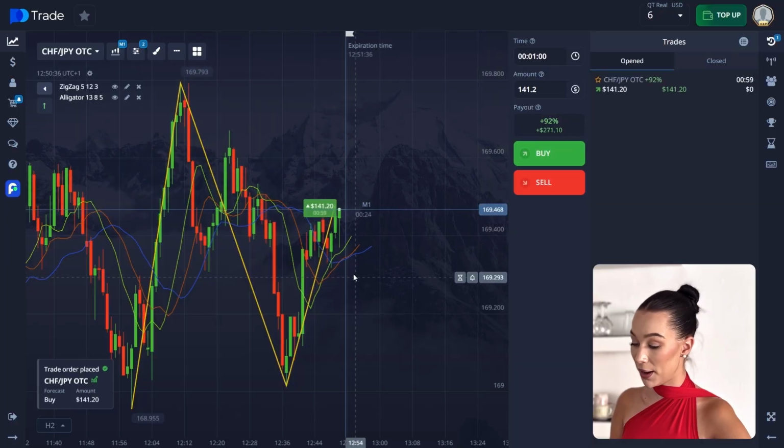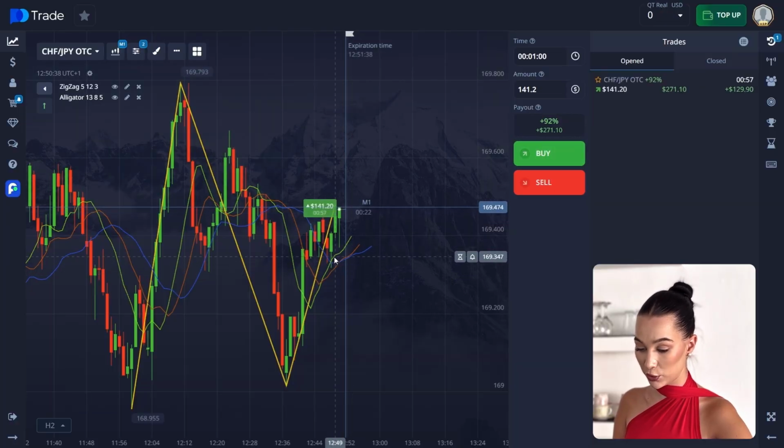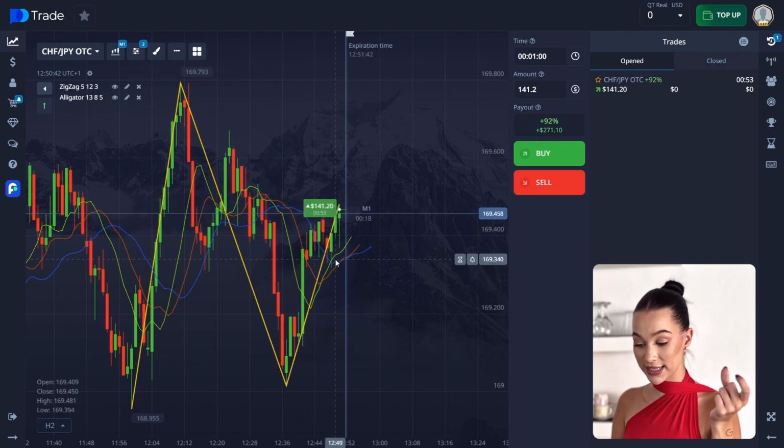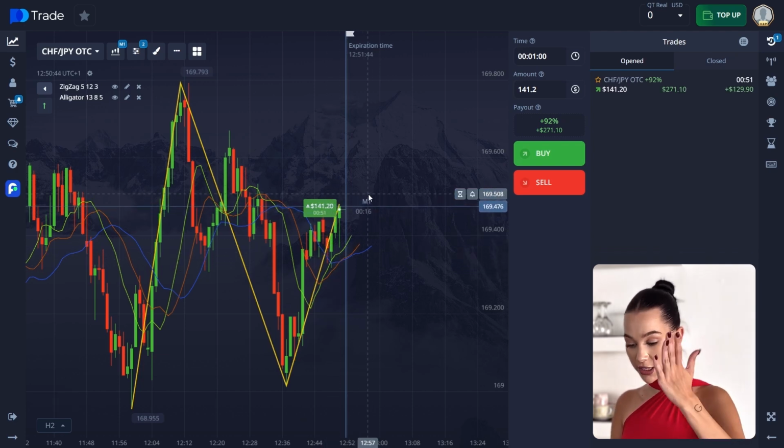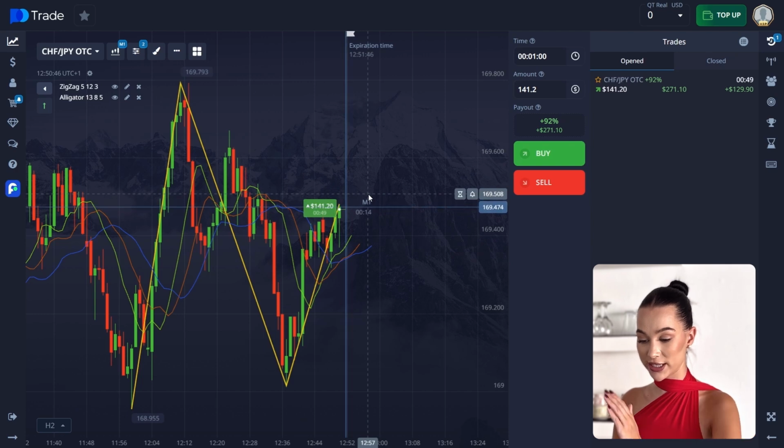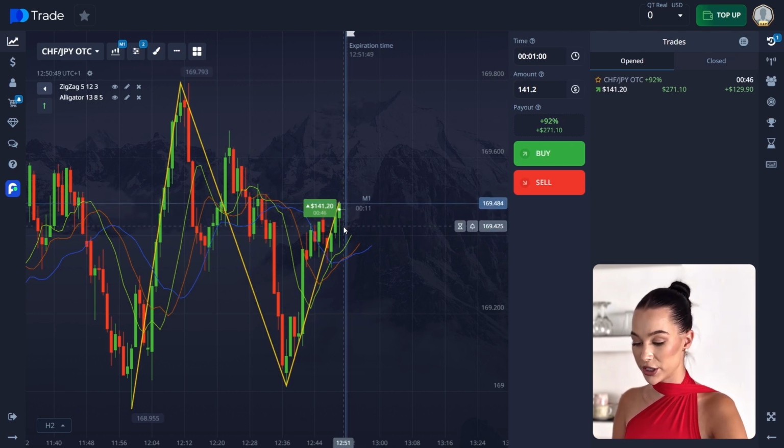Here we open a buy trade for 1 minute as well. We can see that the 3 lines of the alligator are moving upward in the same direction. We can see that the distance starts appearing there as well. The line of the zigzag is also moving upward and intersecting the candles that are going on the chart right now.